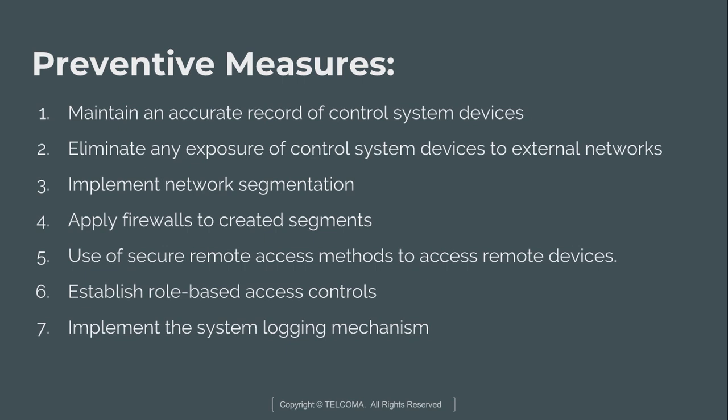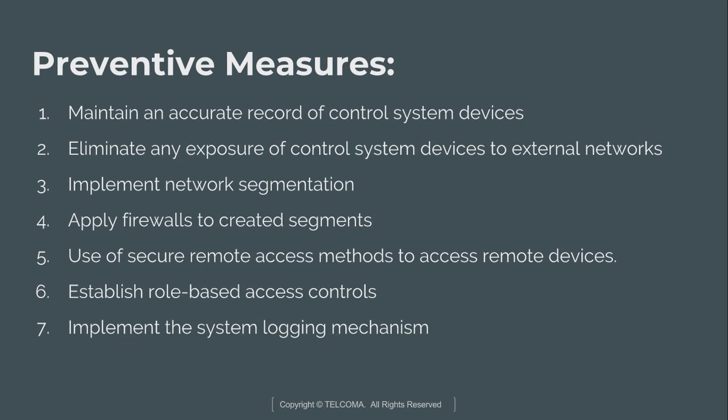Next is to eliminate any exposure of control system devices to external networks. By restricting the exposure of these systems to outside networks, we can protect them from exploits, because cyber attackers find such pathways and use them to access and exploit industrial control systems. So any channel between devices on the control systems and devices on other systems should be eliminated to reduce network vulnerability and the vulnerabilities to attack.